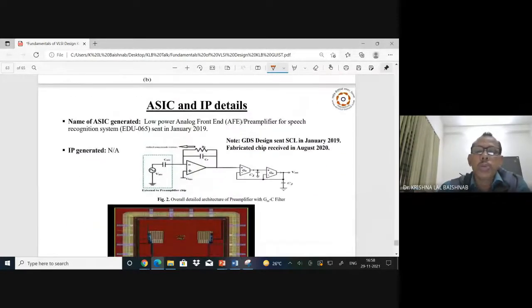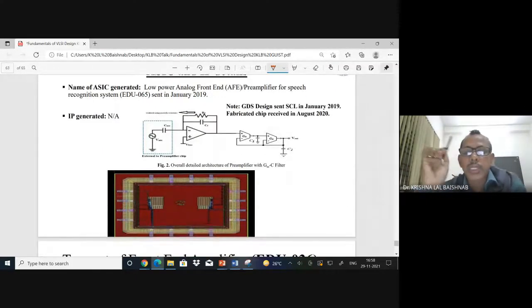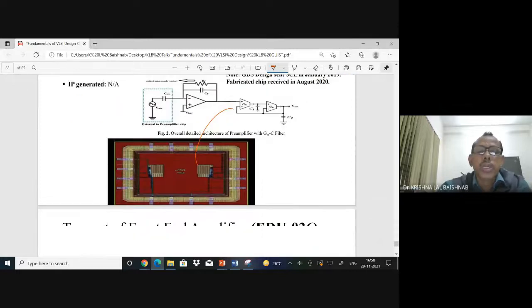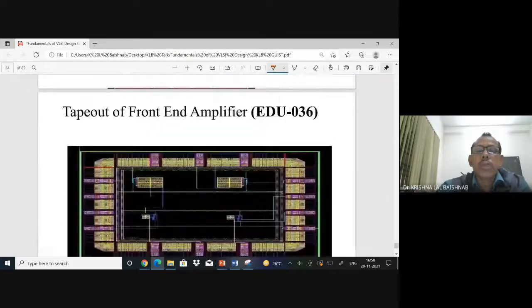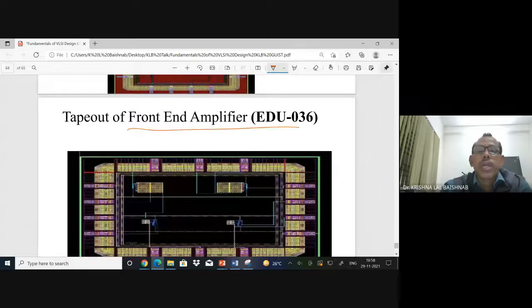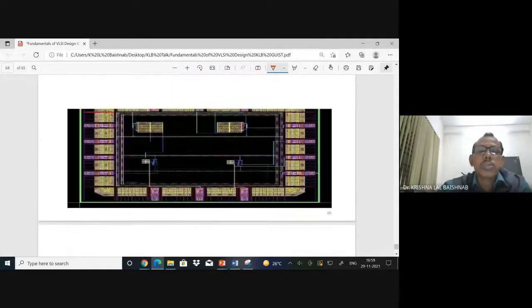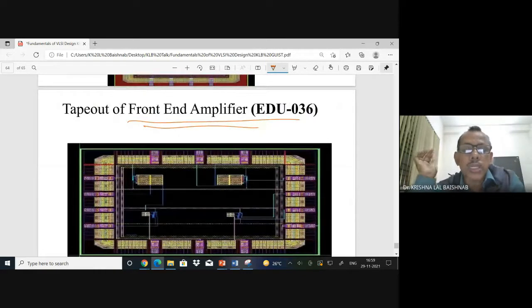Now I'll just show what exactly circuit design we have done at NIT Silchar. We have designed three chips. One is basically an analog front end, a pre-amplifier for speech recognition systems. Then we designed another, a pre-amplifier for a brain machine interface. One more chip is there. So we have our three chips at Silchar. We have our backend engineer. We design our own chips. Chips are fabricated in Chandigarh, Mohali.